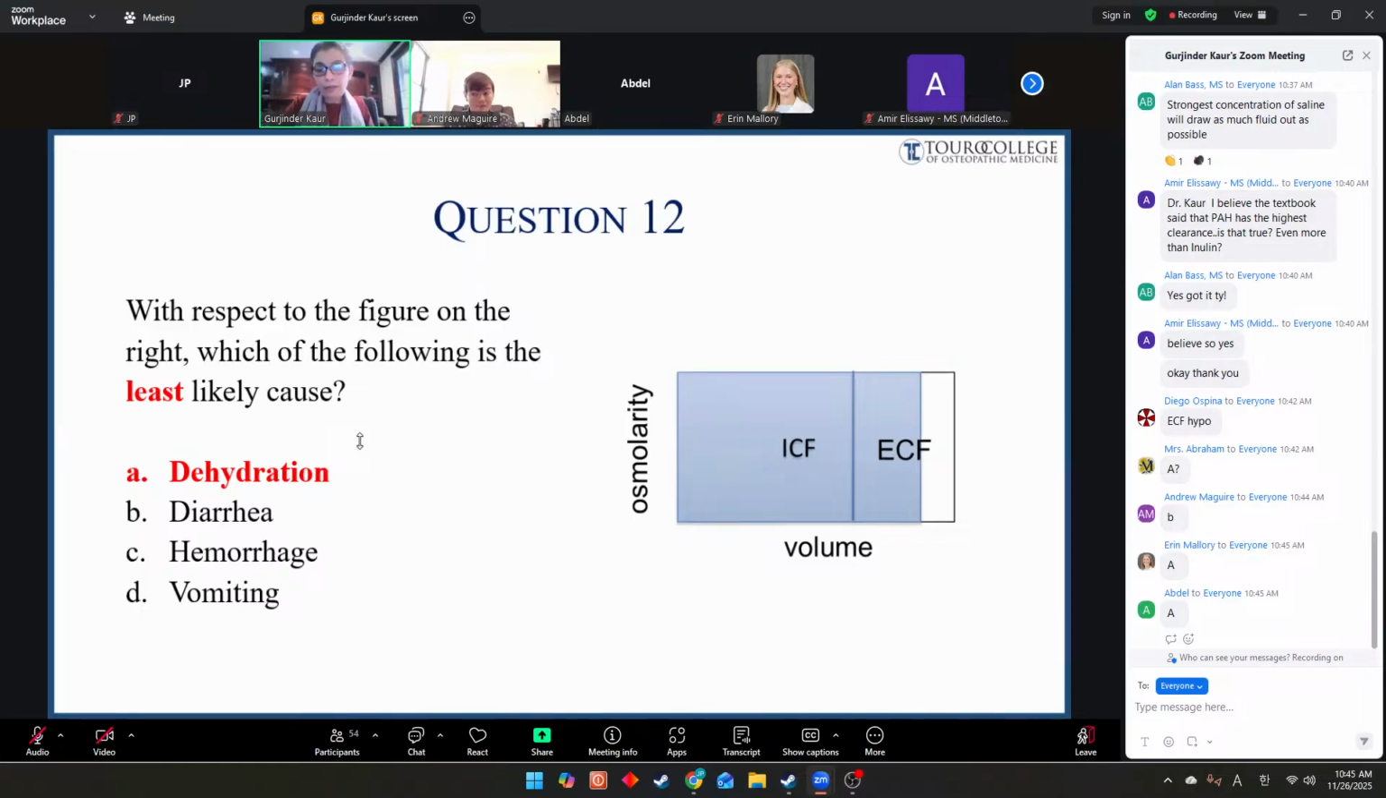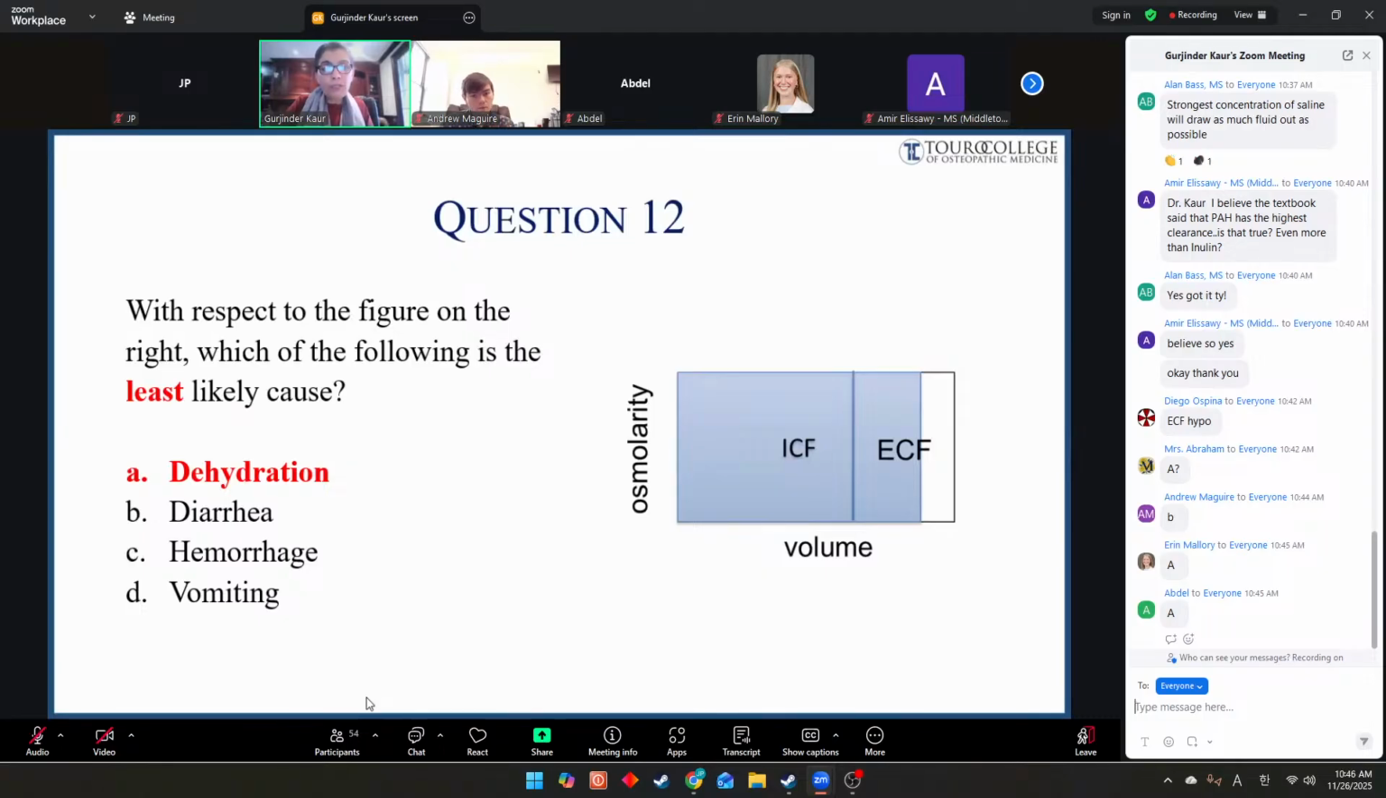So basically, looking at the figure, there is isotonic fluid loss, right? Isotonic fluid loss is in which situation? It could be diarrhea, it could be hemorrhage, it could be vomiting, and that gives a patient isotonic loss, right? And that's what is happening. Now, if we talk about dehydration, what was happening there? Can anyone tell me what was happening in dehydration?